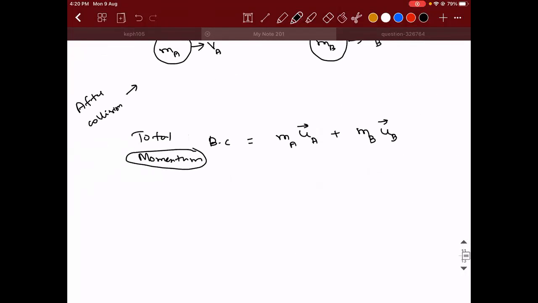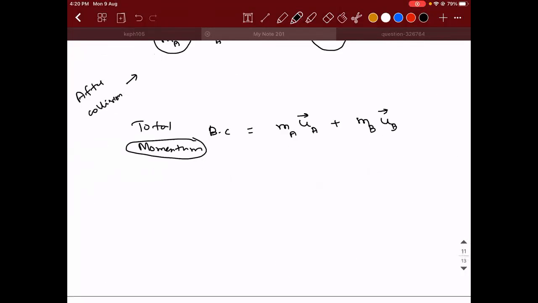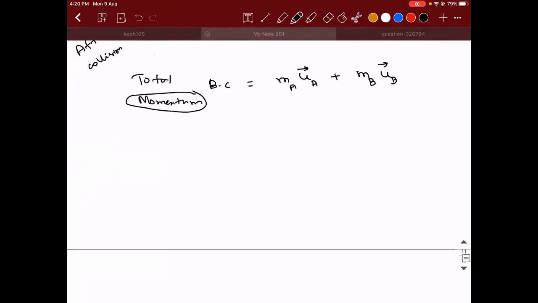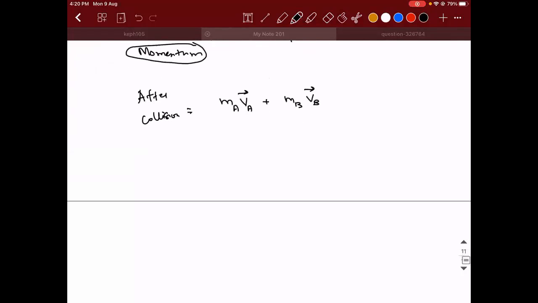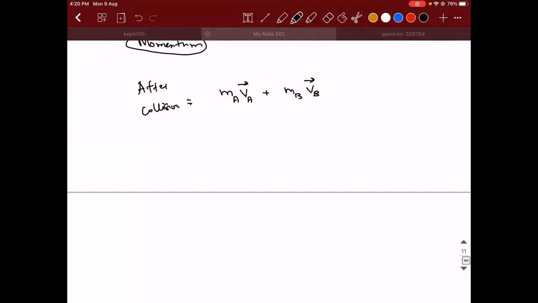Okay. So total momentum is MA into UA vector plus MB into UB vector. This is before collision. And what about after collision? It is MA into VA vector plus MB into VB vector. If you observe throughout the motion, one thing is clear, that the objects are moving with the net external force equal to 0. If that is the case, then the linear momentum is said to be conserved.